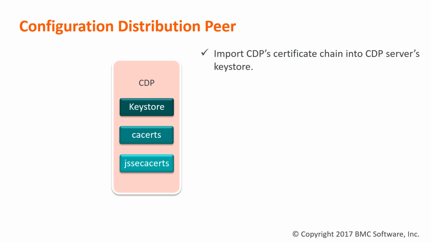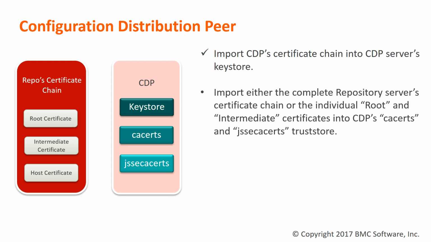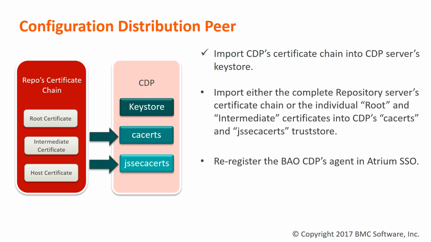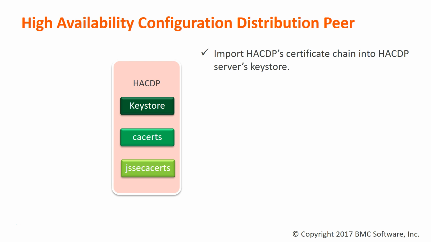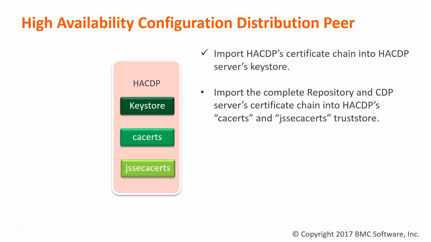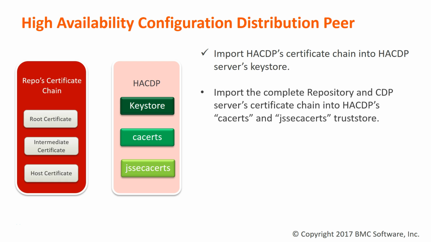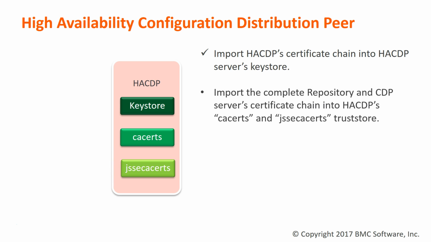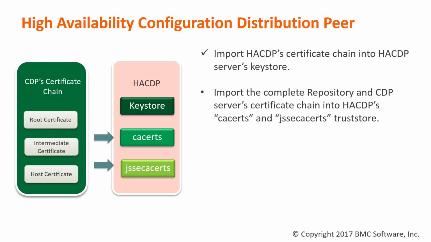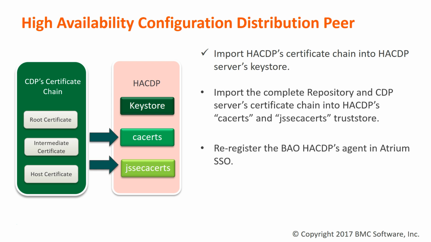In case of CDP, since during communication CDP will act as a client for repository, we need to import the certificate chain for repository into CDP's truststore, that is cacerts and JSSE cacerts file. Then perform the CDP agent re-registration in Atrium SSO. For HACDP, since HACDP communicates with both repository and CDP, we need to first import the certificate chain for repository into HACDP's cacerts and JSSE cacerts. And then we also need to import the CDP certificate chain into HACDP's truststore. Lastly, perform the HACDP agent re-registration in Atrium SSO.